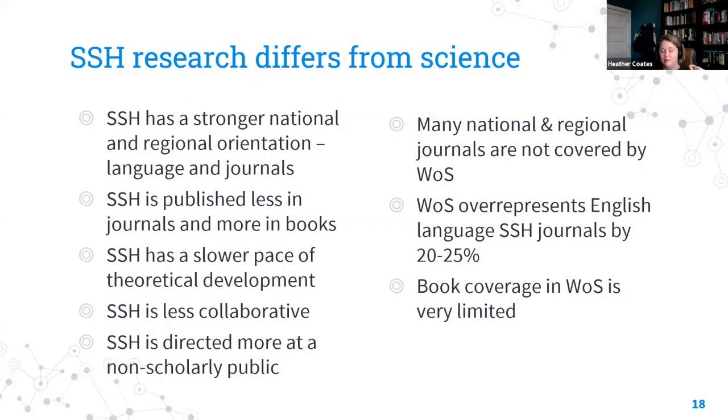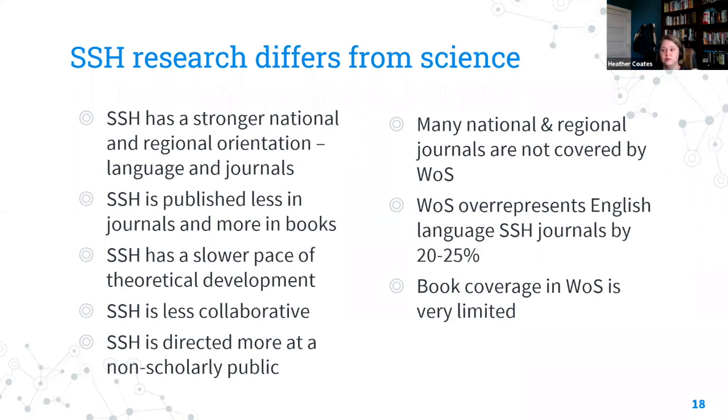Based on the metrics literature, the evidence suggests that social sciences and humanities research, and you can argue whether we should be grouping these very broad domains together, differs from science in the following ways. It tends to have a stronger national and regional orientation, as evidenced by the language in which folks are publishing and the journals that they're publishing in.